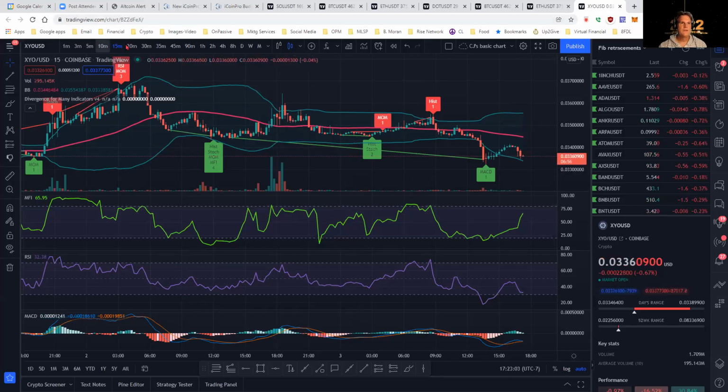All right. Any questions on XYO before we look at some other coins on Altcoin Alert? Hey, CJ. There's such an extreme low volume, as I'm seeing on the bottom there. Would that be a concern, that you'd have enough movement to get into a trade? Yeah, that's a good one.